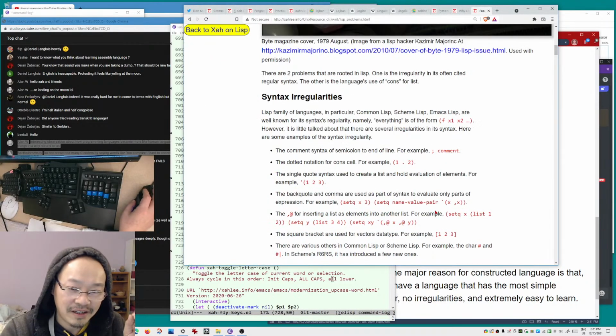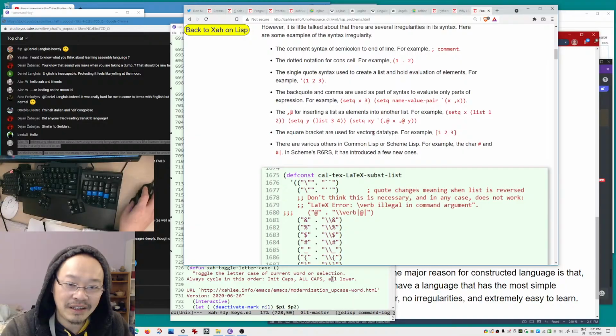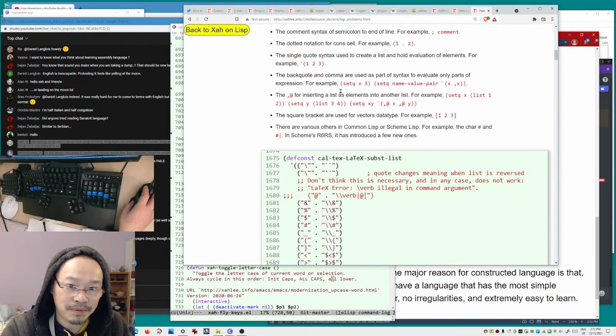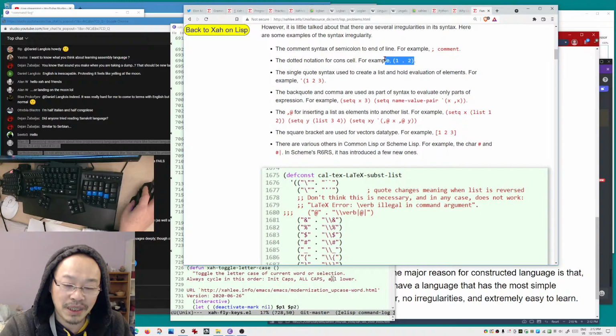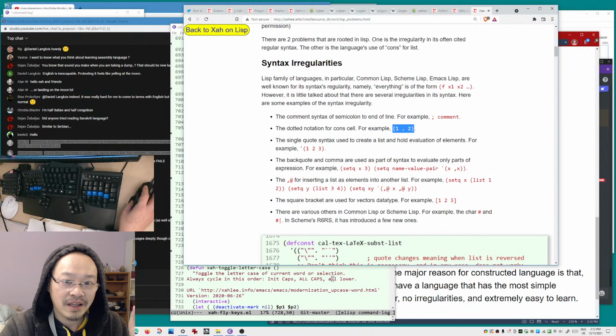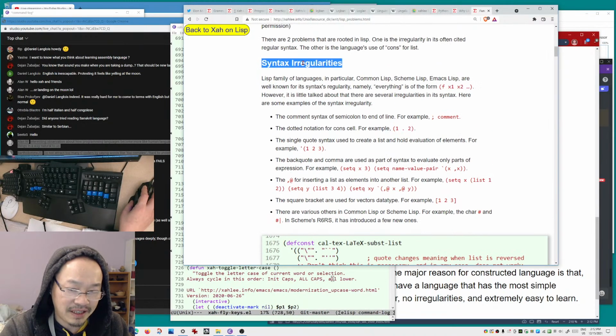But however, these people never realize that in Lisp you have special constructs too. Like this backtick, like this middle dot, the dot between two things. What is that? You have that in Lisp. Irregularities, okay? These are syntax irregularities in Lisp.